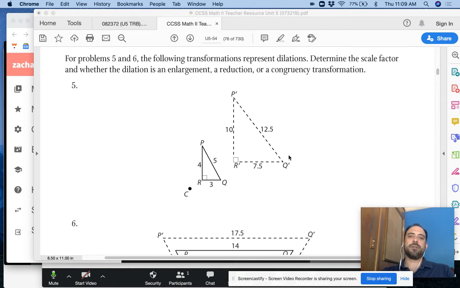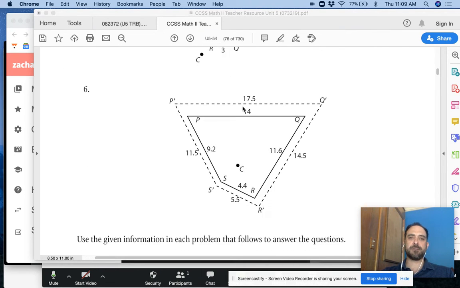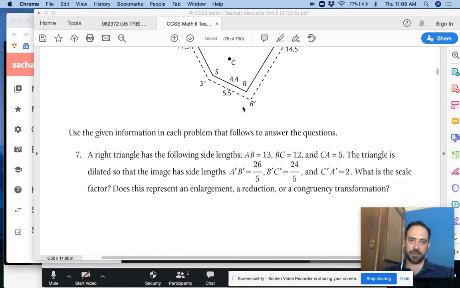Okay, so if I look here, to go from 4 to 10, we multiply by 2.5. To go from 3 to 7.5, we multiply by 2.5. 5 to 12.5, 2.5. So it looks like we have a dilation that's an enlargement with the scale factor of 2.5 for this. Okay, so now let's look down here. I'm just going to check out 7 real quick.